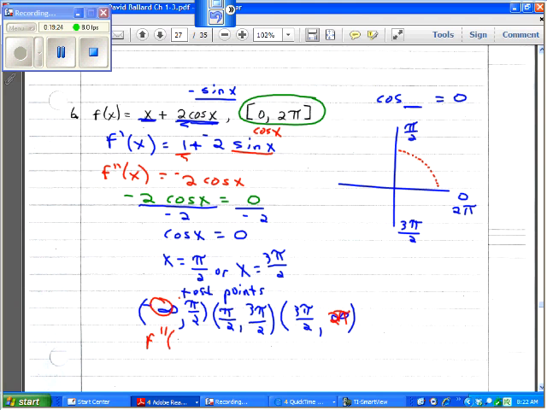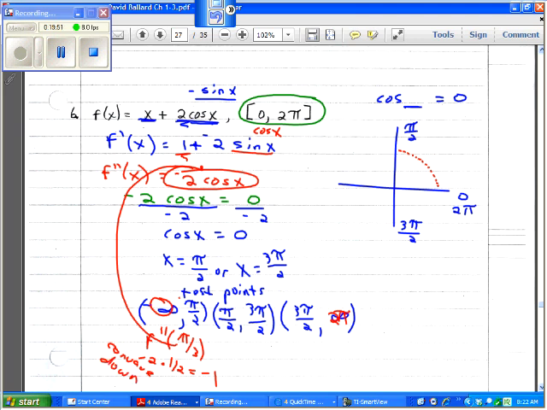We've got f double prime of pi over 3, and we have to plug that in here. So we have a -2 times that. Thank you. So we have a -2 times the positive 1/2 that we talked about, which is a -1. And so it's negative, therefore it is concave down. Very good.